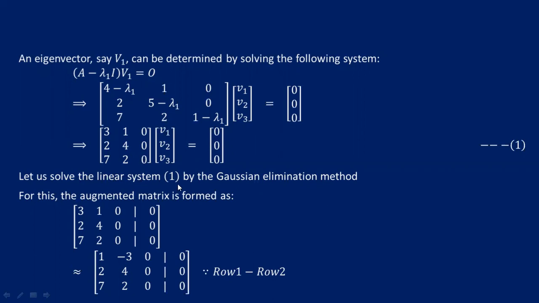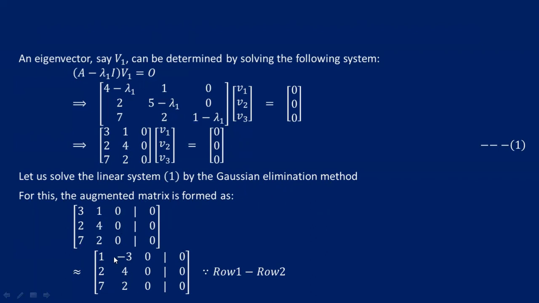So let us solve the linear system by the Gaussian elimination method. For this, the augmented matrix is formed. Write these and write the dotted lines, and you have to write the right hand side. Here we have 0, 0, 0. Now you have to solve this system by Gauss elimination method.